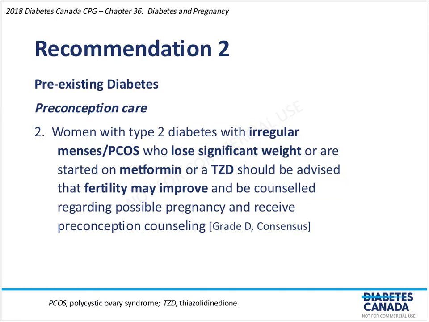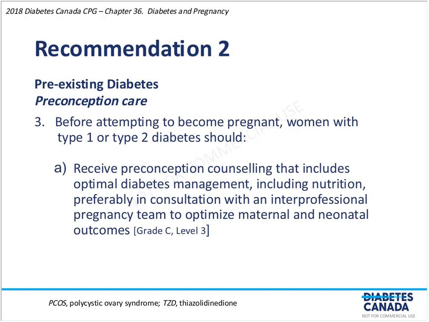So recommendation 2, clearly those women with polycystic ovarian syndrome in the setting of type 2 diabetes, if they happen to go on insulin sensitizing drugs such as metformin, that may improve their ovulatory status, and so we need to be reminding these women that they're more likely to get pregnant if they're starting on metformin or if they're on a program of significant weight loss that will improve their fertility. So they need to be prepared about that.